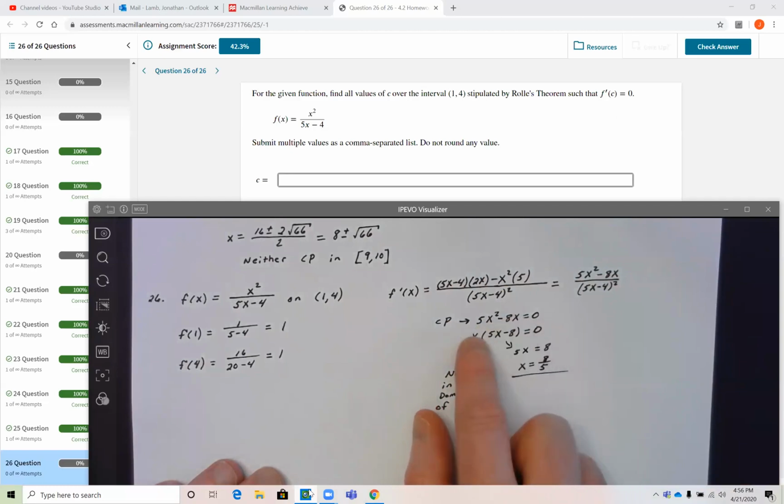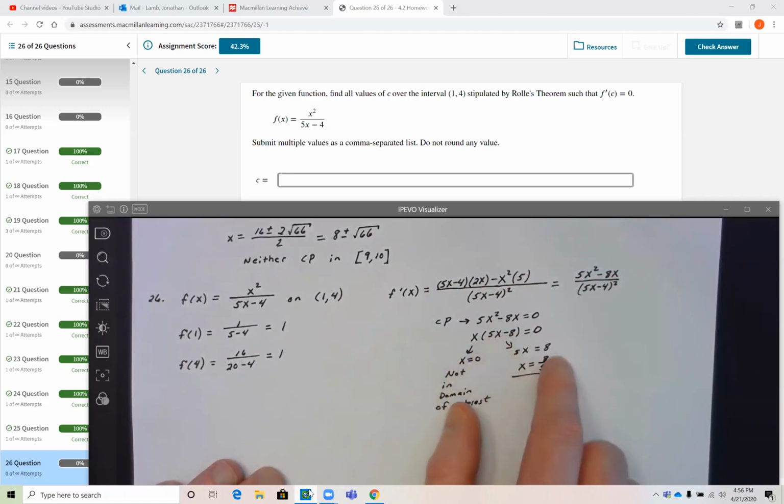I can easily factor that expression and say that's going to be an x times a 5x minus 8. And then my critical points are going to be when x is equal to 0 and when 5x minus 8 is equal to 0. This gives me 5x equals 8 and x is equal to 8 over 5.